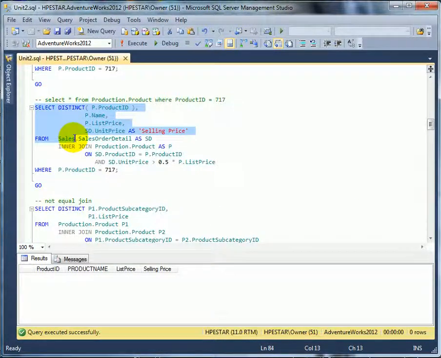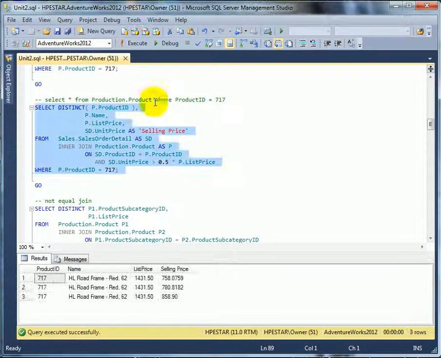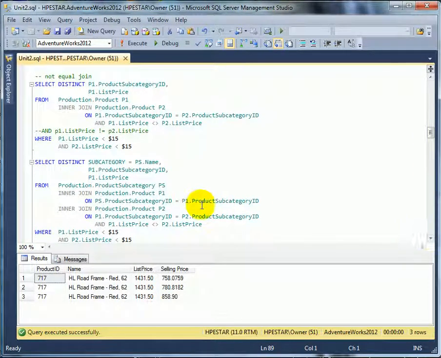And the following query returns 3 rows, all product ID 717, which is a road frame. And it was sold at a selling price which is higher than half of the list price. Of course, the higher the selling price is better for AdventureWorks Cycles. Not equal join.